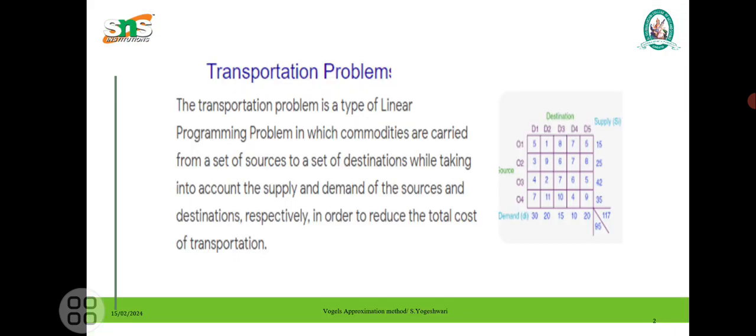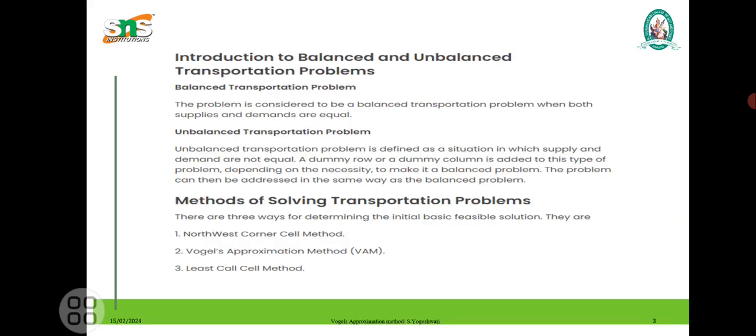The transportation problem is a type of linear programming problem in which commodities are carried from a set of sources to a set of destinations, while taking into account the supply and demand of sources and destinations respectively, in order to reduce the total cost of transportation.